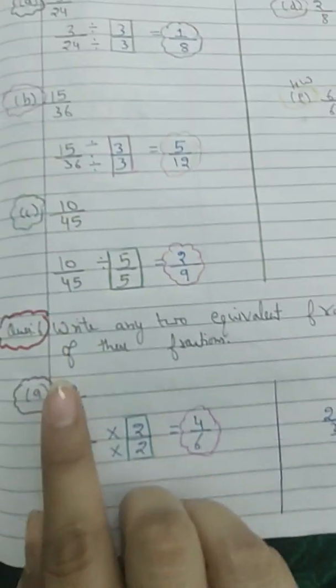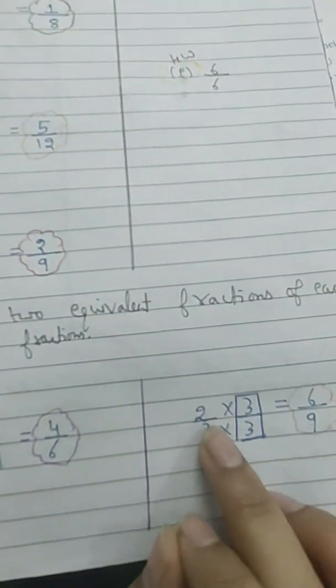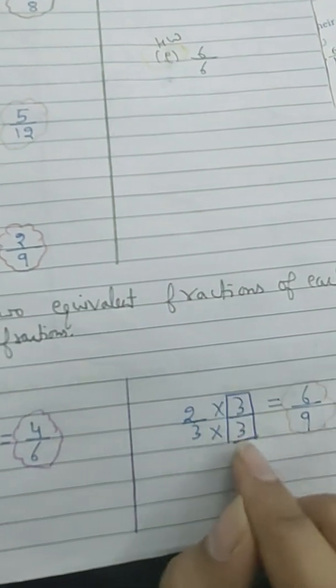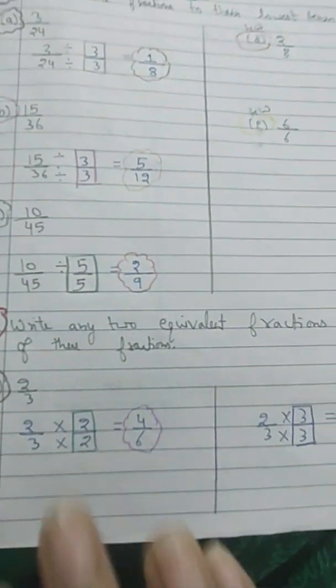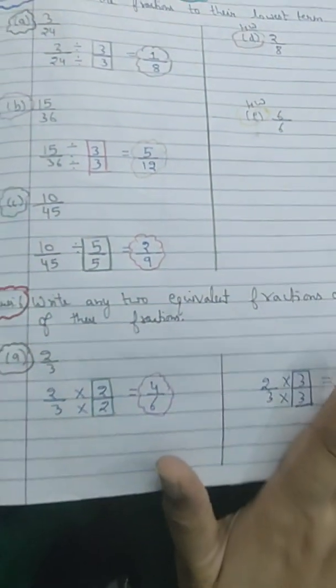Now 2 by 3 I have written again, this 2 by 3. Now I am going to use 3. So 3 for the numerator, 3 for the denominator. So 2 3s are 6, 3 3s are 9. I can use here 4, 5, 6, 7, 8, 9, 10, 11, whatever number you want. Except 1 you can use any number.